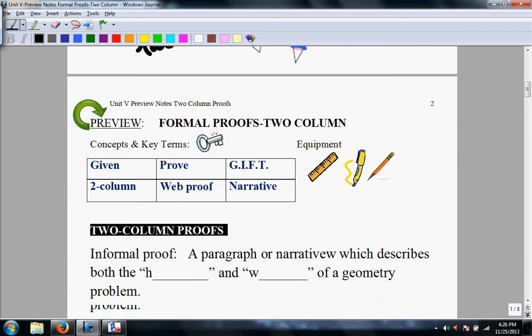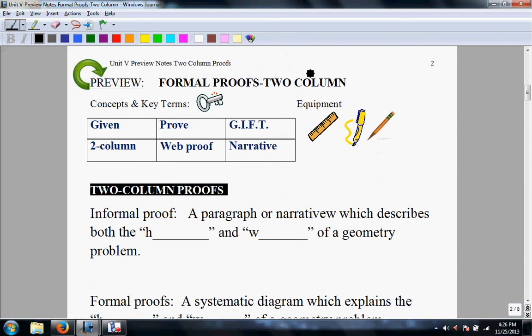Let's take these one step farther. Today we're going to talk about formal proofs. Key words you need to be familiar with are the given and the prove. You've seen that before. Given, what you're trying to prove. The acronym GIFT: given, implied, freebies, talk through.